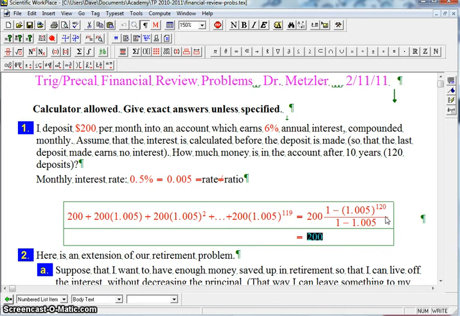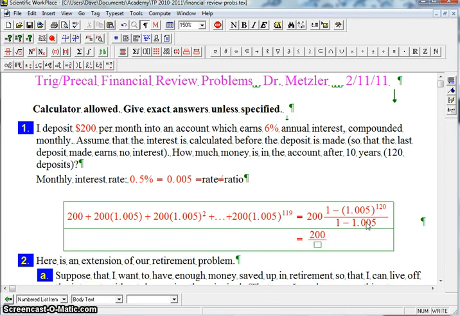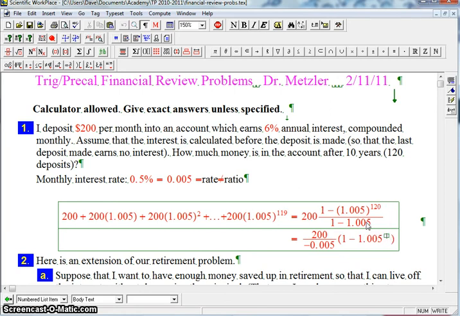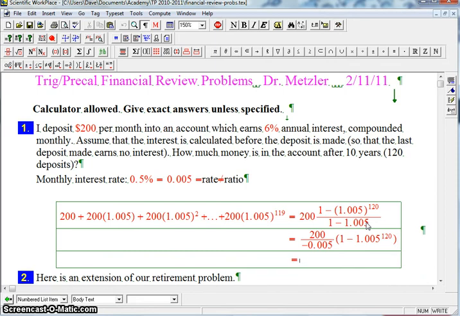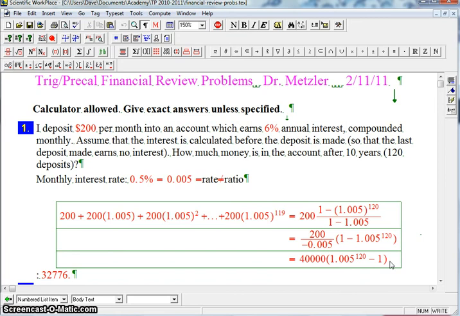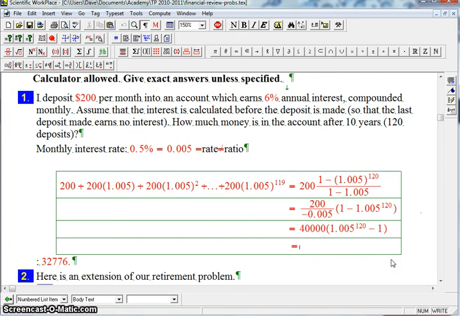Now that simplifies a little bit before we actually want the calculator to work on it. Let's just divide the 200 by minus 0.005, and then it's times that same thing to the 120th, and I'm just going to use that to switch it around. So that's 200 dividing by 0.005, actually that turns out to be multiplying by 200 again. So it turns out to be 40,000 times 1.005 to the 120th. You don't have to do this by hand, but it kind of cleans it up before you do it on the calculator. Okay, so let's look at what we're going to get. That's 32,776.